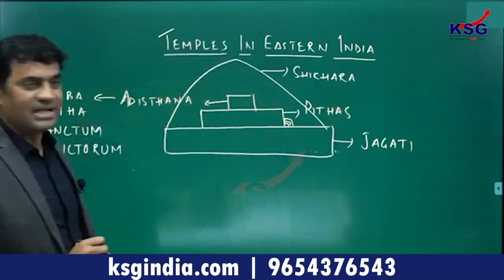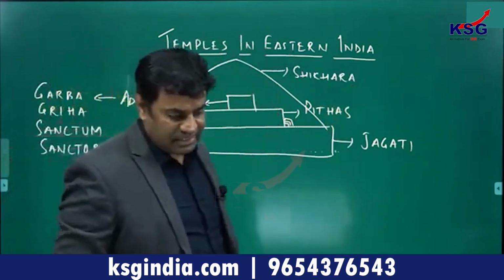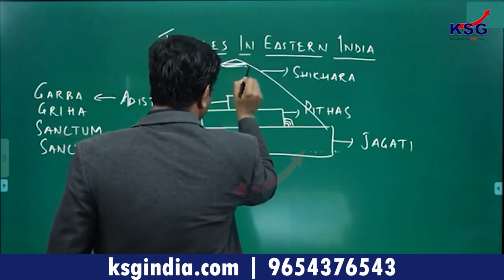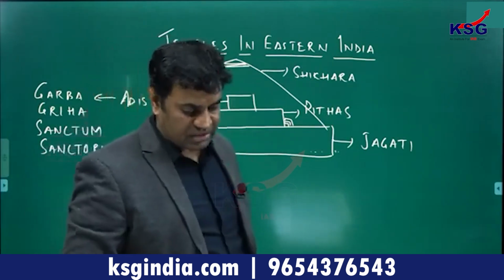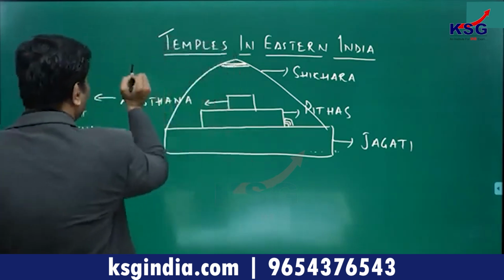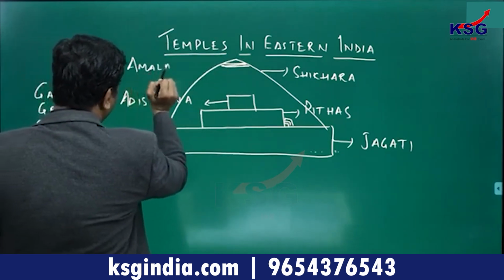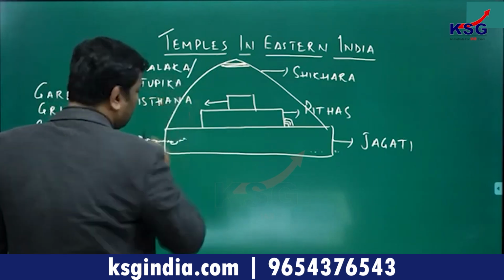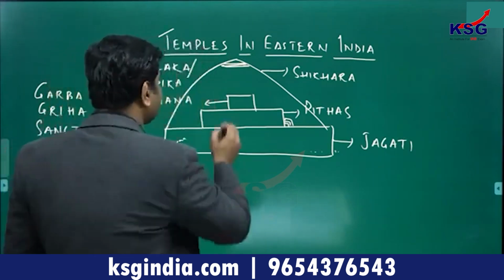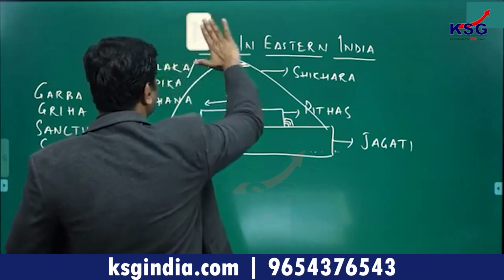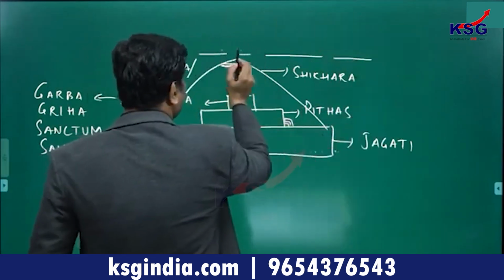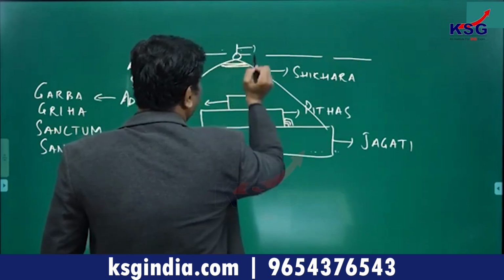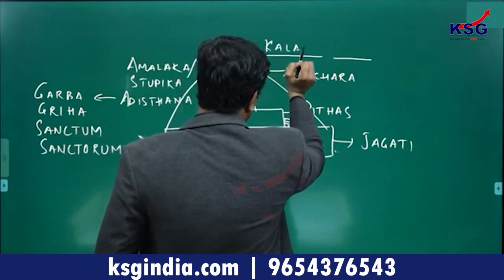At the top of the Shikhar, there is a structure constructed in stone, known as Amalaka. It is also known as Stupika. And on top of this, there is a kalash that is kept. We also call this the kalash.